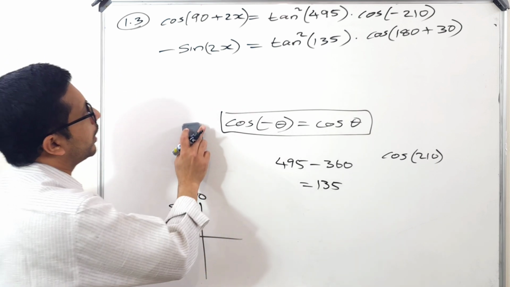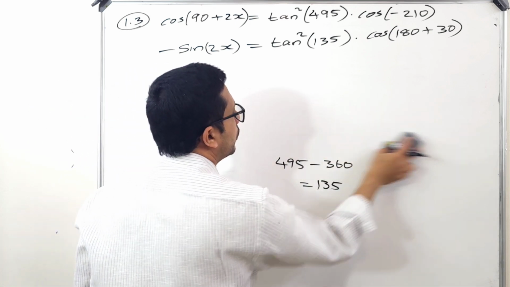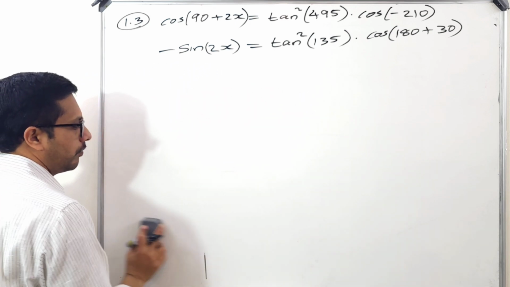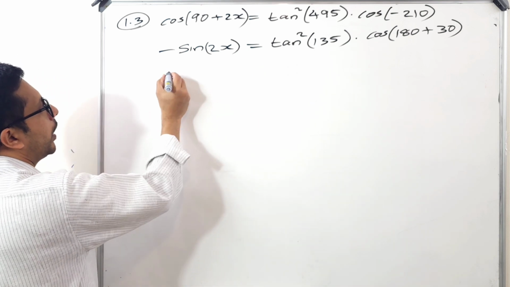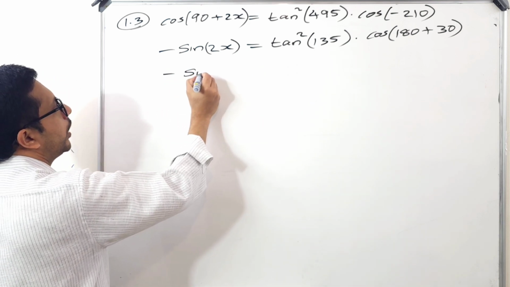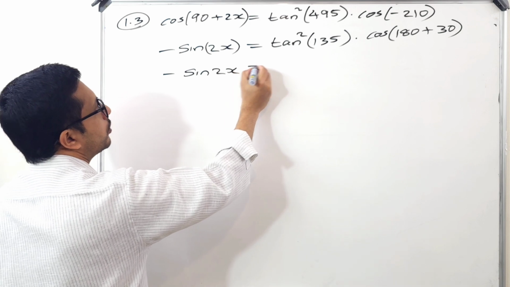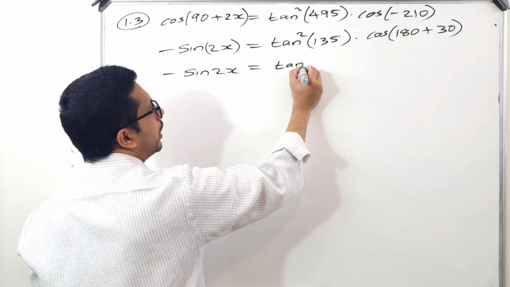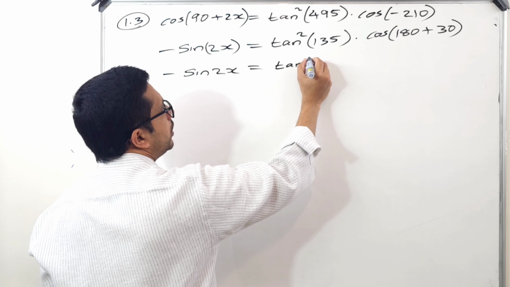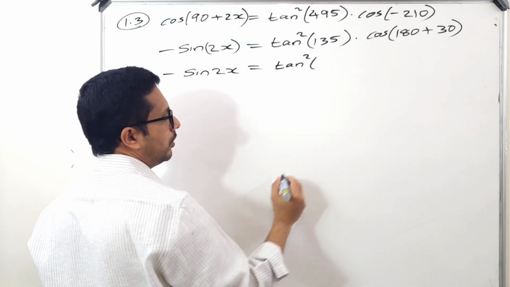So what is the next step? This is minus sine 2x is equal to, let's apply the reduction formula once more for this one. So minus sine 2x is equal to tan square 135. Tan square 135 is in which quadrant?